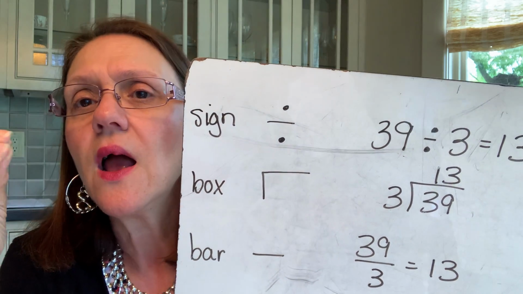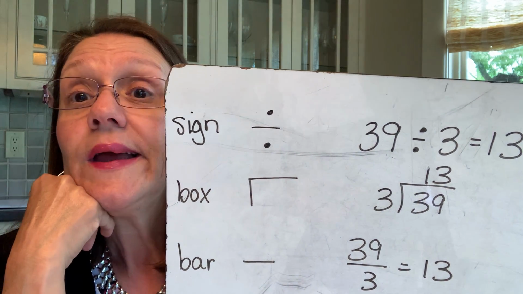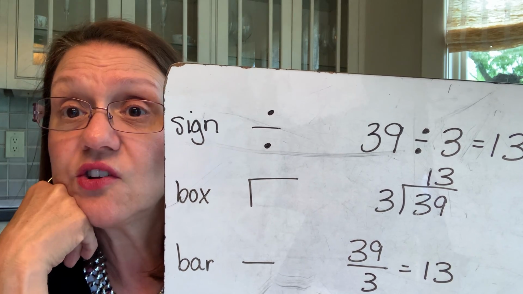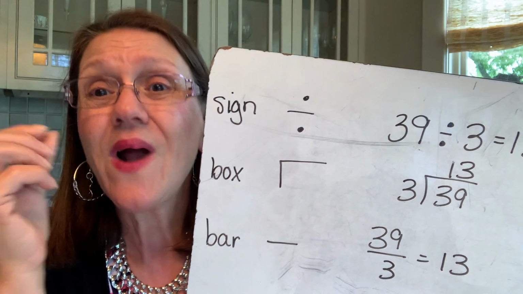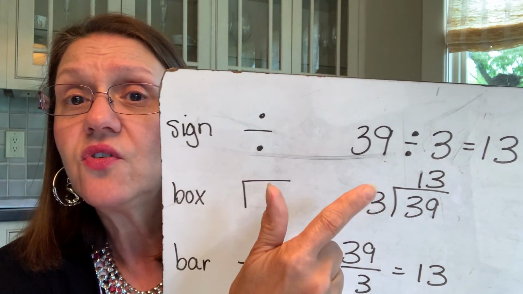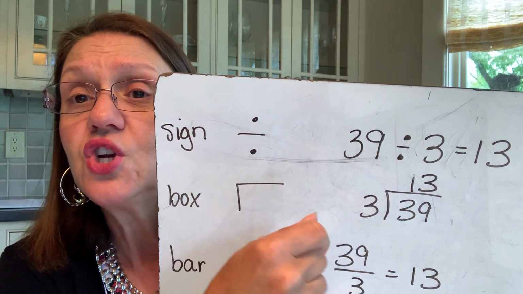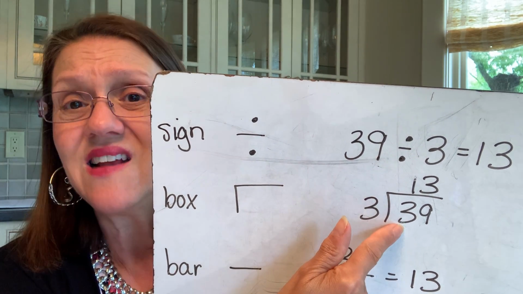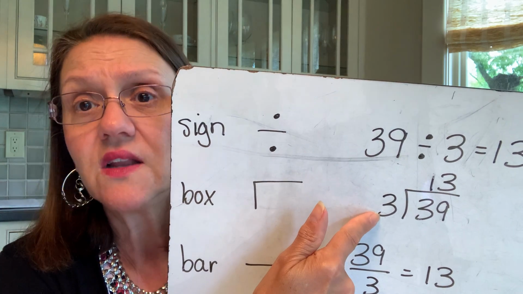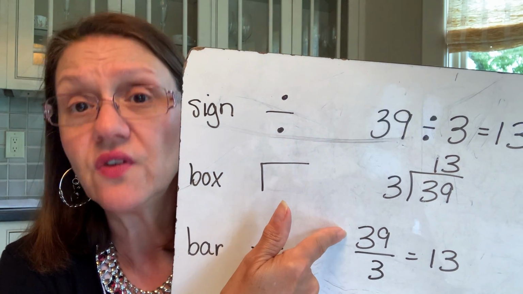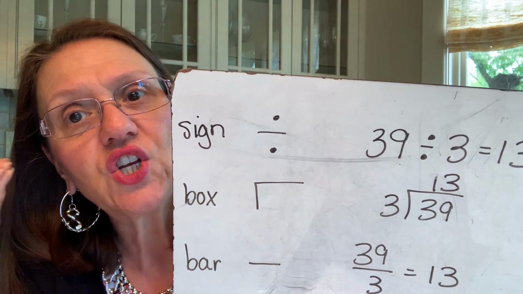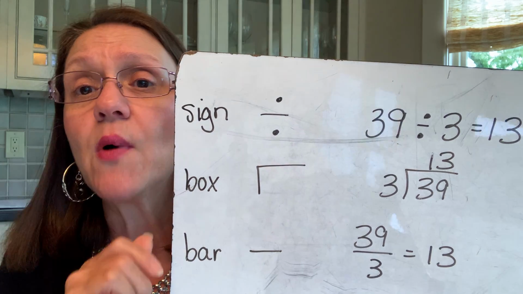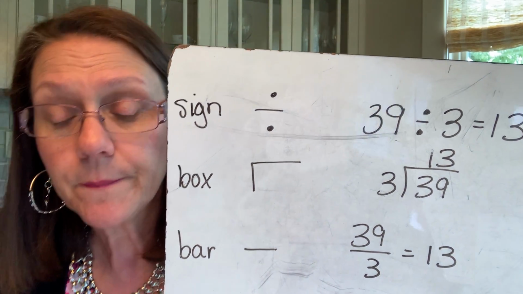But the biggest thing that I want you to get out of this video is dividend, divisor, quotient. Use the correct words. Know where they are. Your dividend is first, then your quotient. Your dividend is inside the box, your divisor is outside the box. Your dividend is the numerator, your divisor is the denominator, and the quotient is the answer to any division problem, whether it be with a sign, a box, or a bar. Okay, so that's our introduction to division.